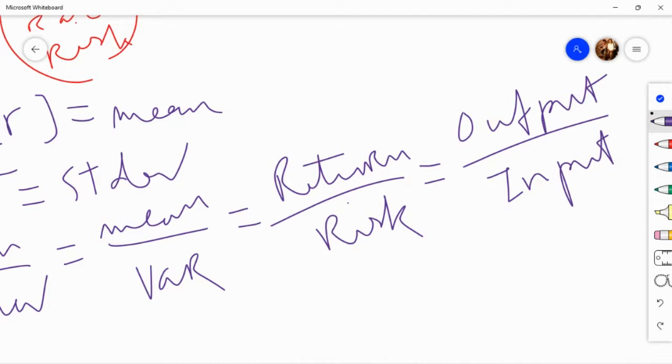So return is the output, right? Return is the reward for taking the risk. So output is the reward for the input, isn't it right? You study hard, that's the input, and you get a good grade, that's the output. If you don't study, or you study very little, you can't expect high output, right? It's the same thing.